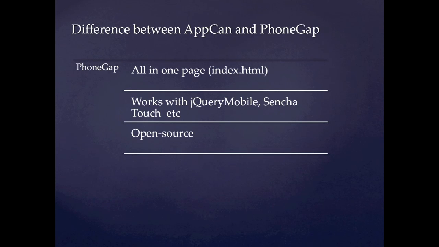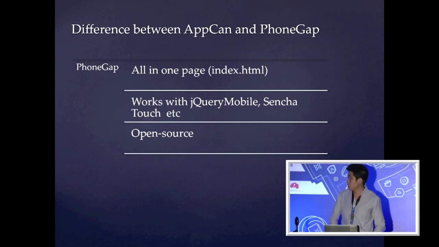But we all know that PhoneGap can pretty much do the same thing. So what is the difference? If you're using PhoneGap, most probably you are building an all-in-one page application. Basically, it's HTML that you compile into a web view, and it works with jQuery and Sencha Touch and other third-party frameworks, and it's open source.